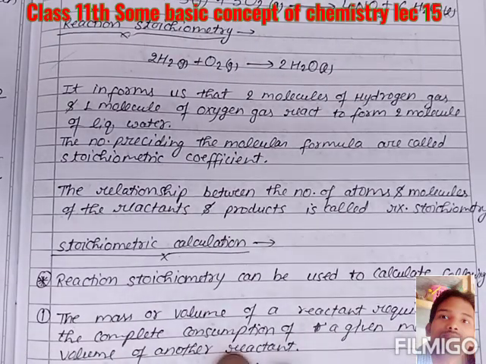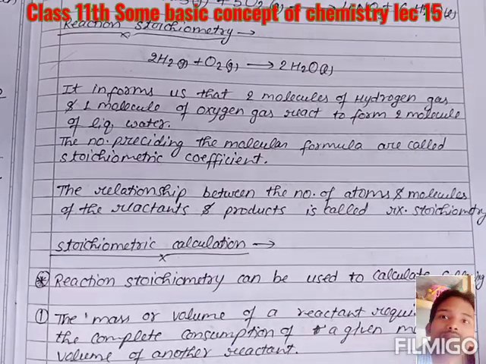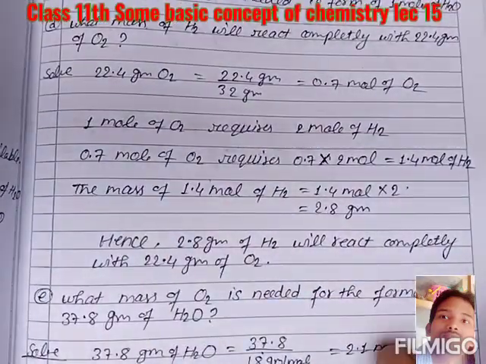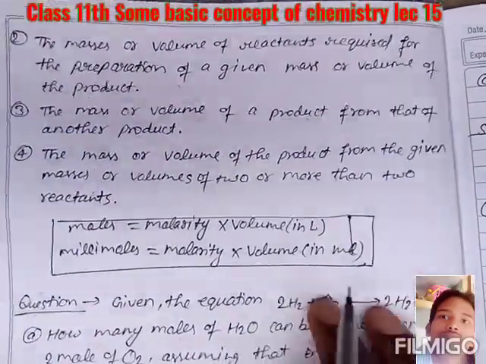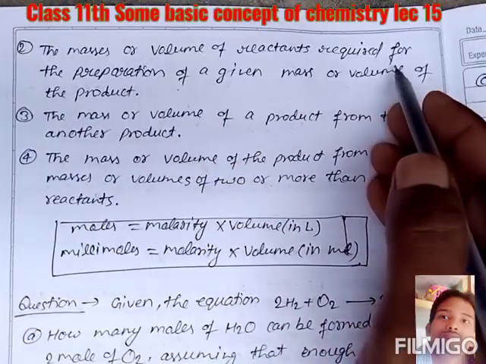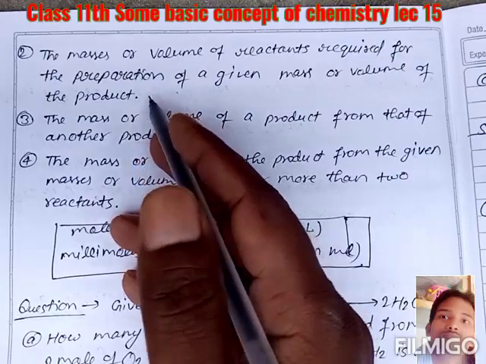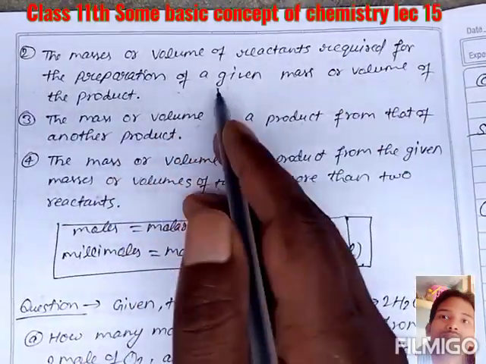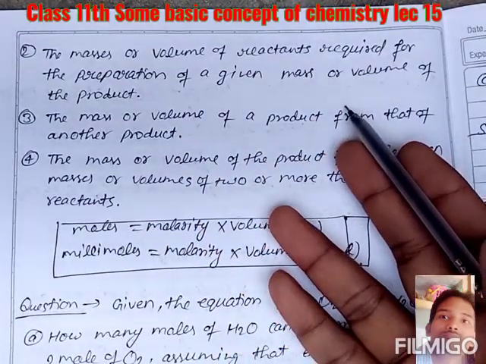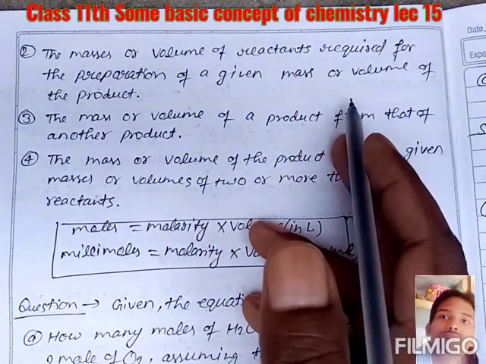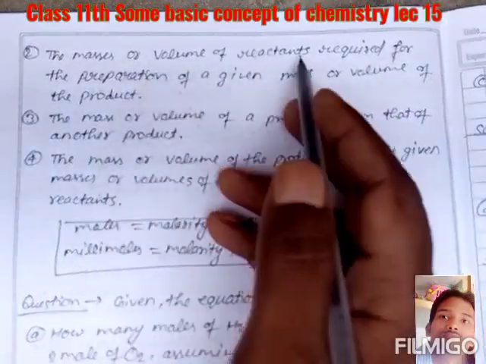If the completion of the reactions occurs, then the mass and the volume of another reactant will be the same. Another point: the mass or volume of the reactant required for the preparation of a given mass or volume of the product. The same amount of mass and volume is required for achieving your product.